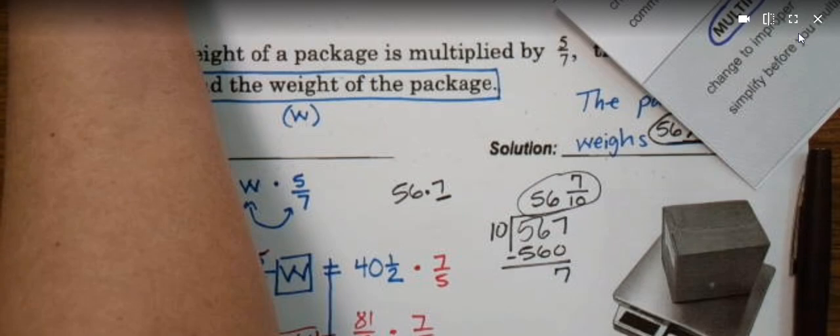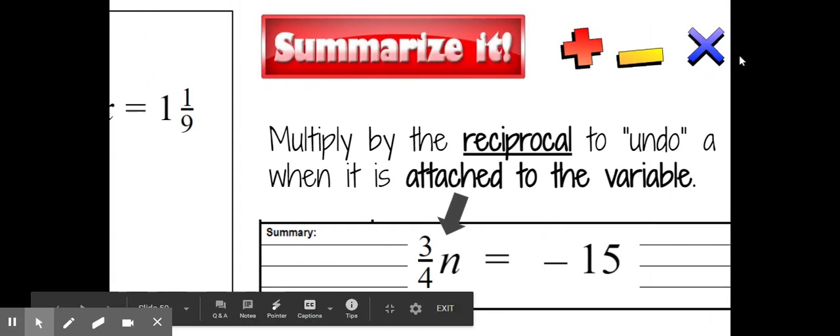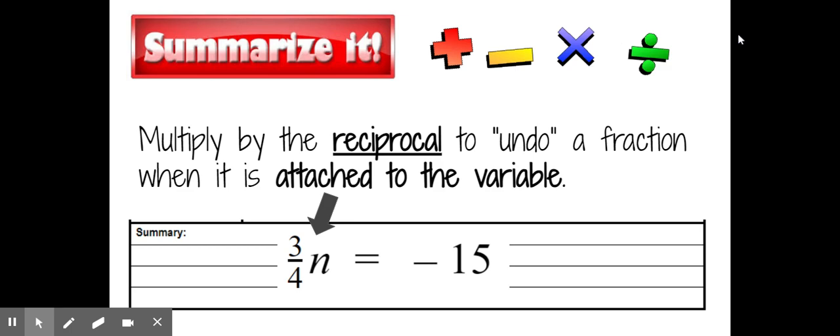All right. Okay, let's go to our summary. Let's do a little summarizing. The new thing that we saw today was with multiplication, we saw a fraction that was attached to a variable. So whenever we see a fraction attached to the variable, yes, we know that we can undo it with its inverse operation, which is division, but we learned something new today. We learned that we can undo this fraction by multiplying by the reciprocal. And that's what we want to try and practice to get us ready for algebra next year. So anytime we see a fraction attached to the variable with multiplication, we're going to undo it by multiplying by the reciprocal.